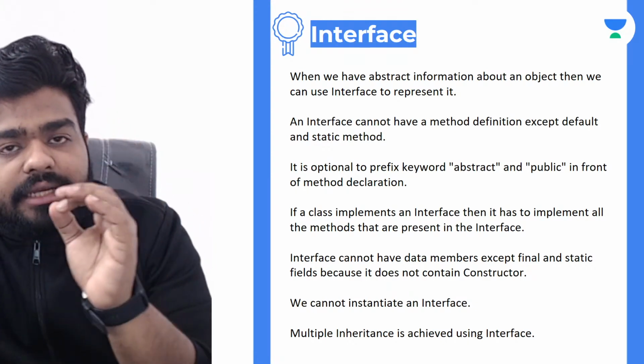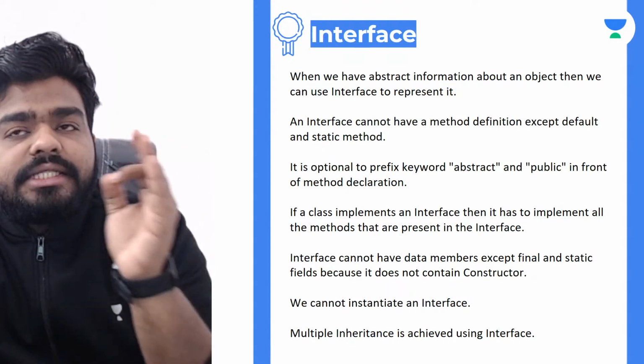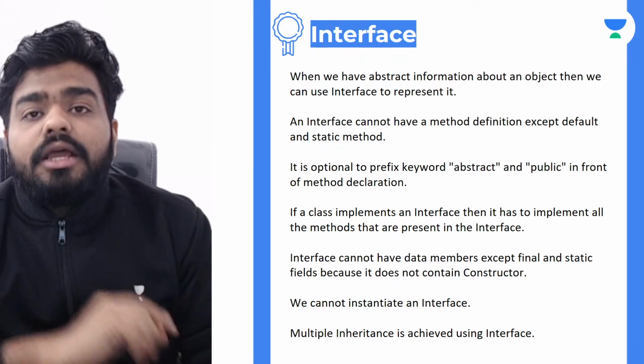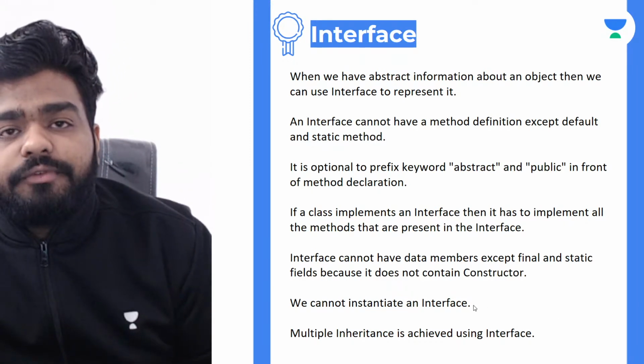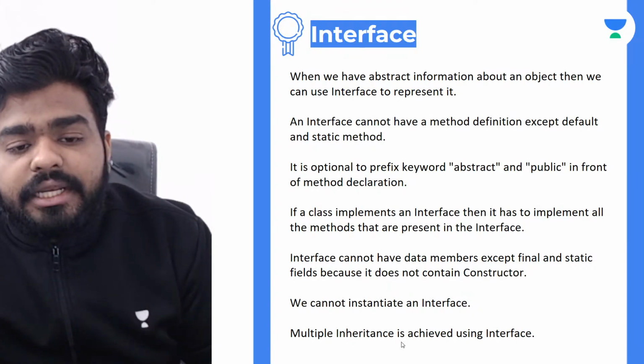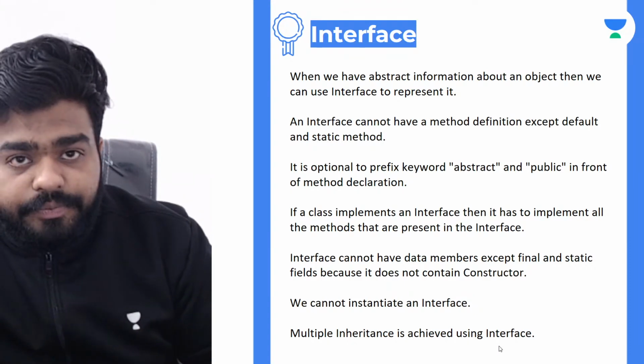Abstract class can contain constructor. Interfaces cannot contain constructor. We cannot instantiate an interface. That means we cannot create an object of interface. And multiple inheritance is achieved using interface.